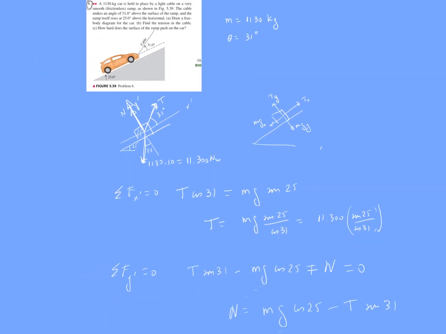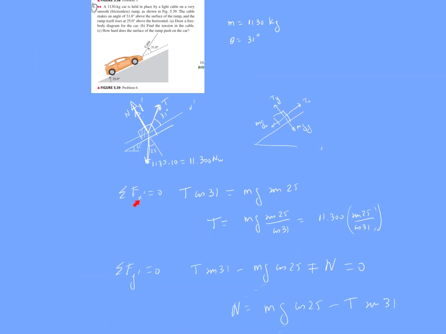So we are going to write the sum of all the forces through the x prime direction. This is the x prime direction. What are the forces? I see the component of T in this direction, T cosine of 31. And I see the mg sine of 25 in the negative direction. mg cosine of 25 will be all this, and mg sine of 25 will be all this. So T cosine of 31 minus mg sine of 25 equals 0, or what is the same, T cosine of 31 equals mg sine of 25.